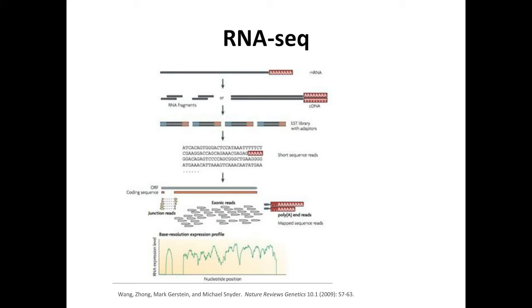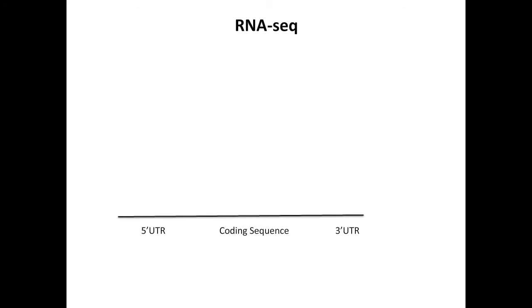Now, in the following slides, I will compare the conventional RNA-seq method with 3' RNA-seq. At the bottom here, you see a gene model. On the left, we have the 5' UTR. UTR stands for untranslated region.